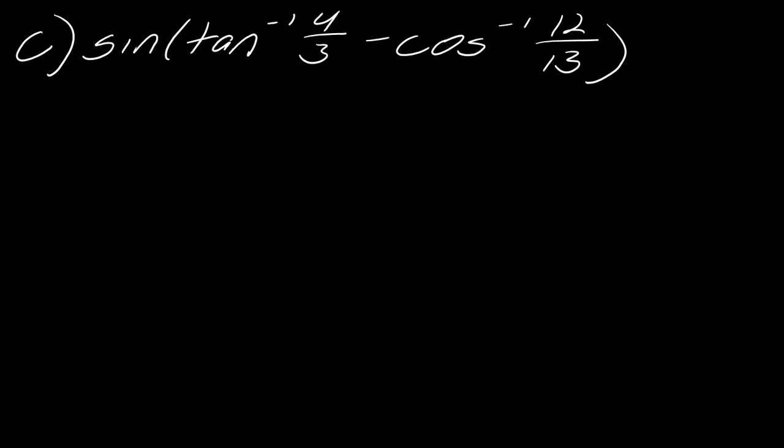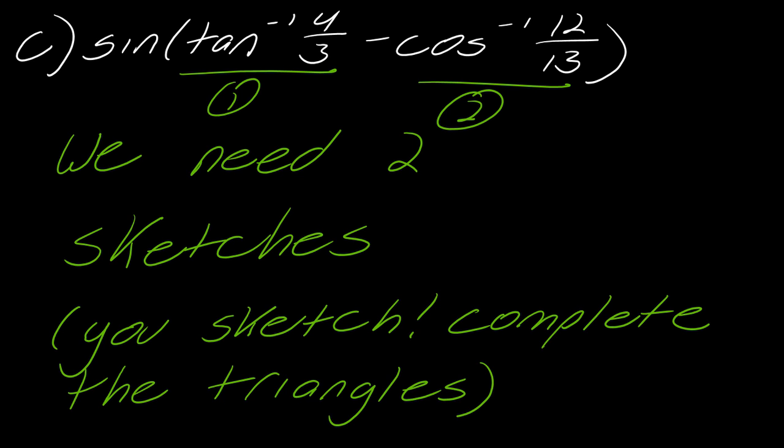Okay, so let's just do a slightly harder example. Sine of this crazy thing. All right, so we're going to need two sketches. You're going to want to have a sketch of this inverse tangent 4 over 3 and this inverse cosine of 12 over 13. So if you're watching this, of course, you're trying to get this. I would recommend that you sketch and then complete the sides of the triangles. So do that first and then hit play when you're ready.